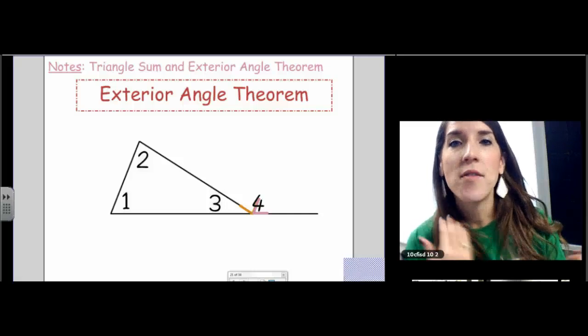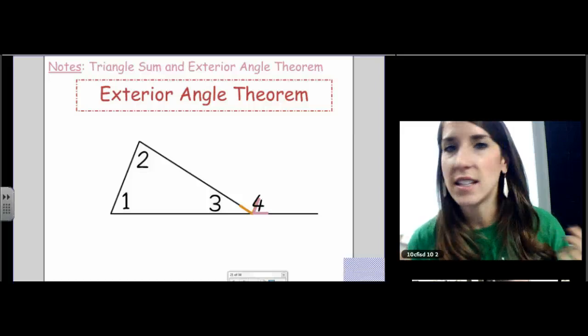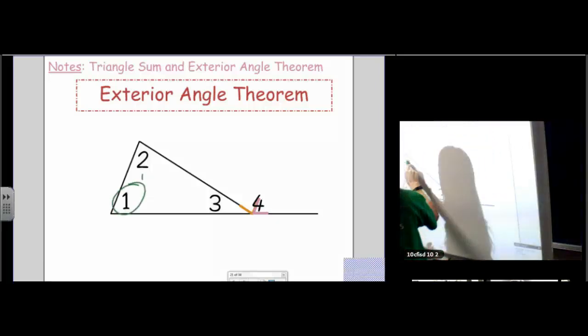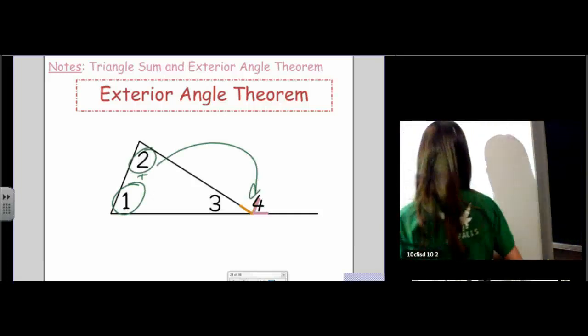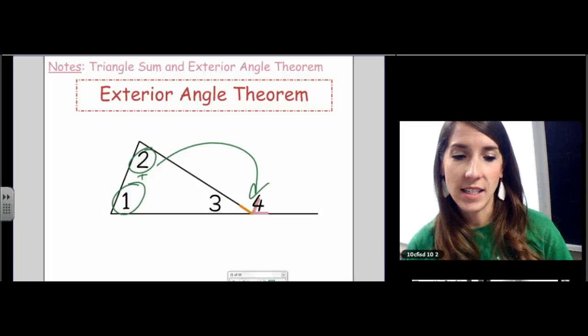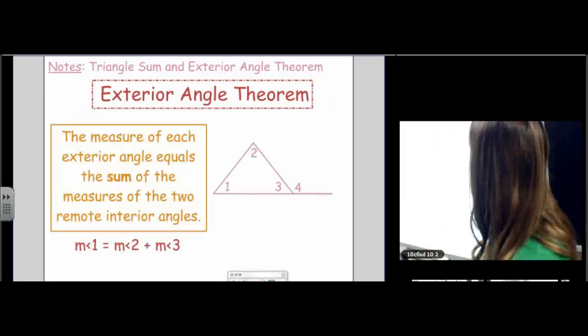The sum of the remote interior angles equals the exterior angle. It doesn't equal 180. It doesn't equal 90. This one plus this one equals that one right there. Those two angles perfectly fit into that exterior angle. So that is the shortcut theorem. Remember, I call it the shortcut theorem.